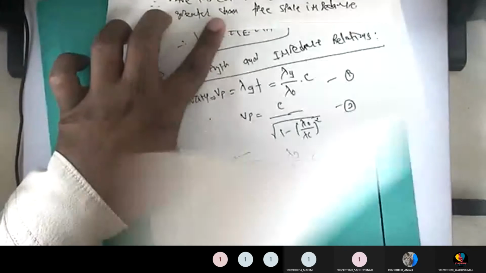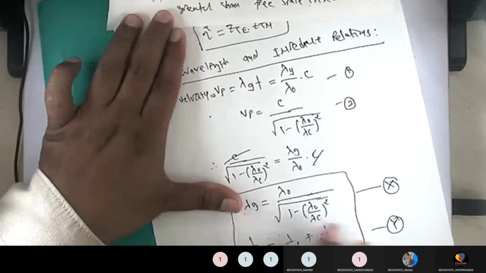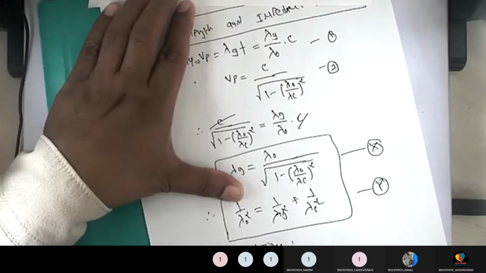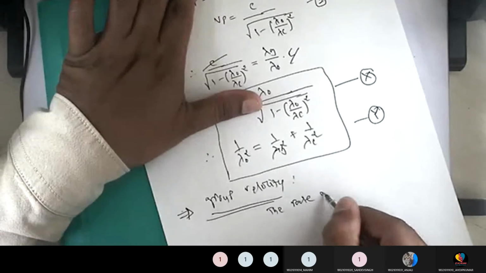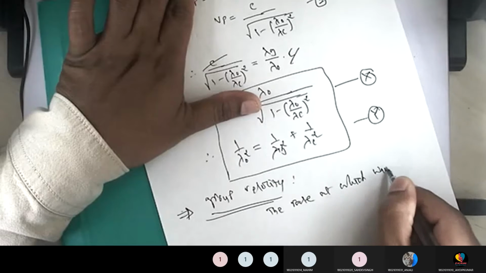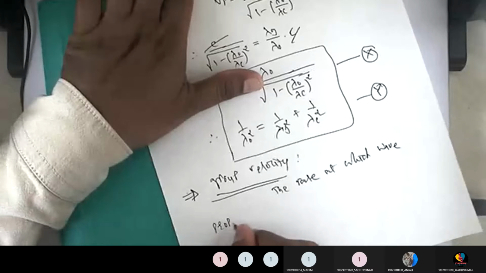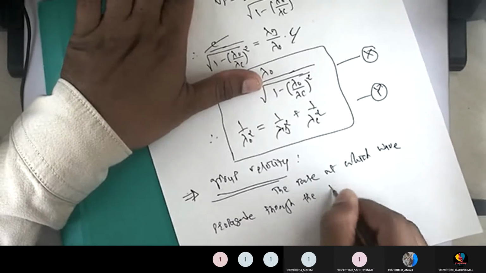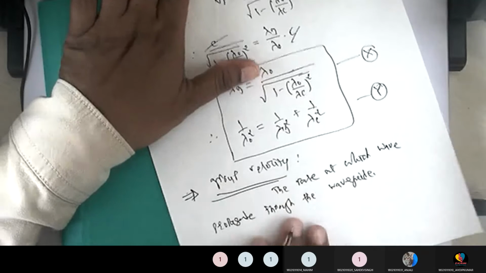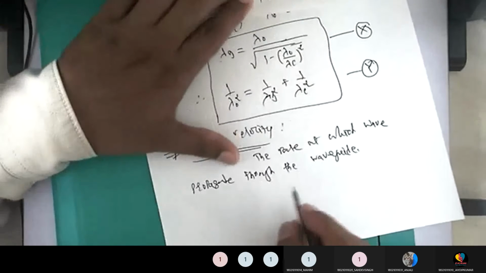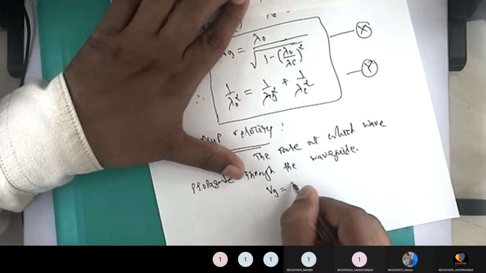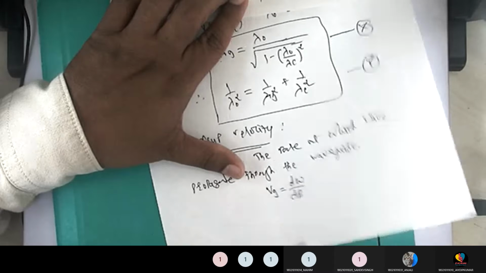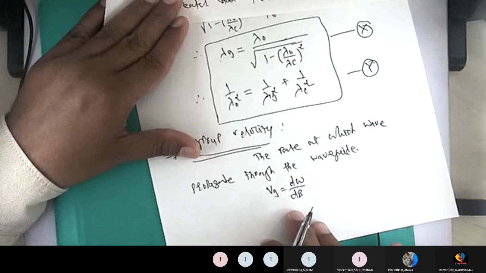For that case we can argue that the group velocity can be defined as the rate at which the wave propagates through the waveguide. All of you are aware that the group velocity can be expressed in terms of omega and beta, and because it is the rate, everything is in terms of d omega by d beta. So the rate at which the phase constant changes gives the group velocity.